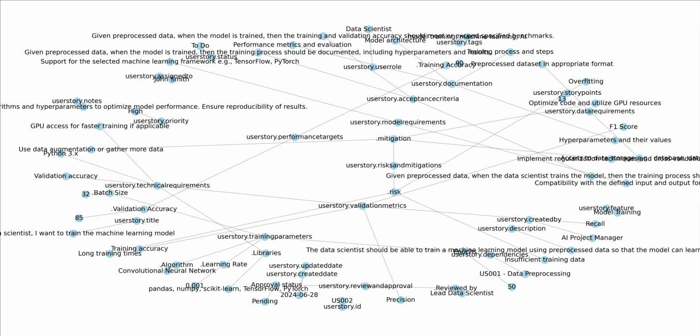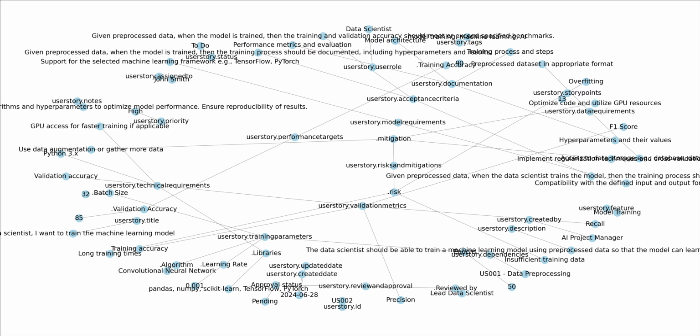User story document specifically for the data training phase in an AI/ML project. User story. ID: US002. Title: As a data scientist, I want to train the machine learning model. Description: The data scientist should be able to train a machine learning model using preprocessed data so that the model can learn patterns and make accurate predictions.